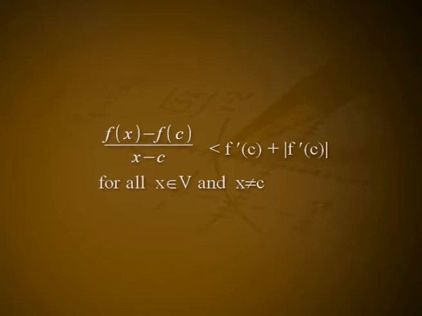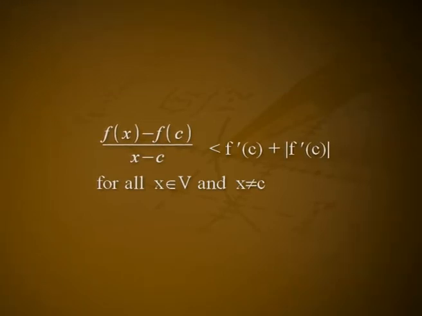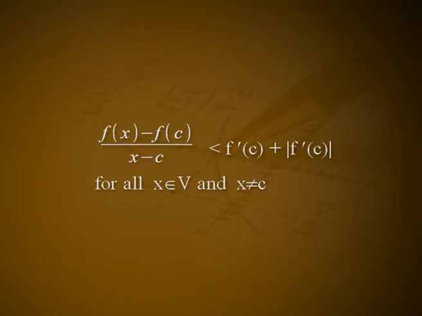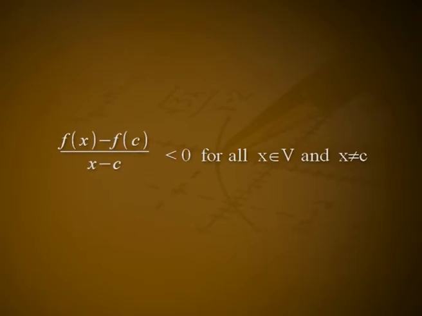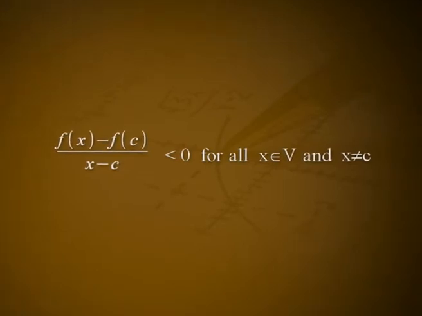Case 2. If f'(c) < 0, choose epsilon > 0 such that epsilon < |f'(c)|. Then (f(x) − f(c))/(x − c) < f'(c) + |f'(c)| for all x in V and x not equal to c. This shows that (f(x) − f(c))/(x − c) < 0 for all x in V and x not equal to c. Thus, for any x in V and x less than c, we have f(x) − f(c) > 0.